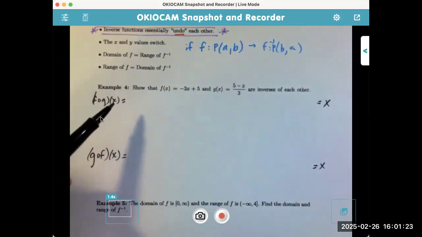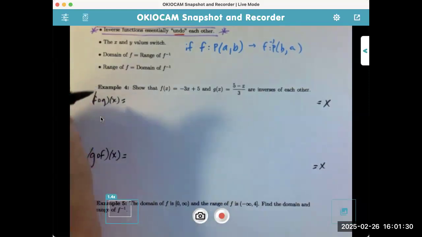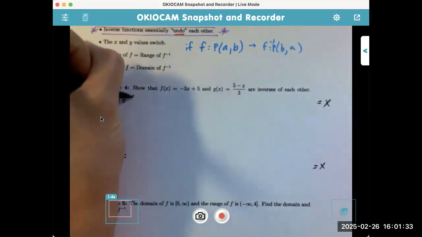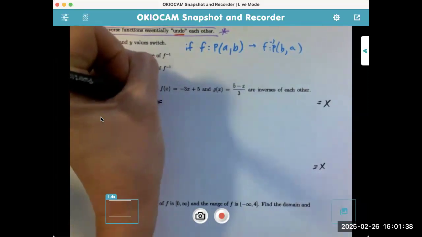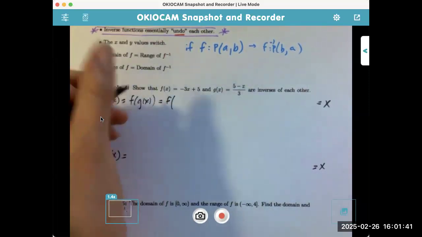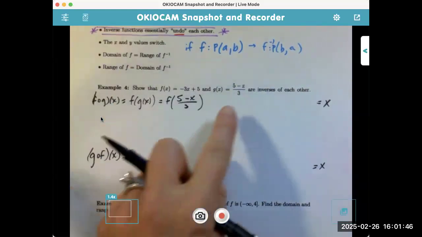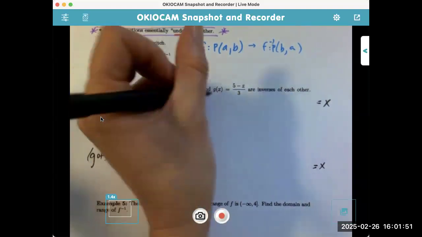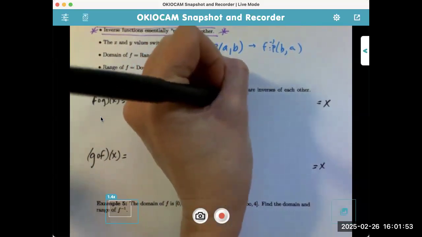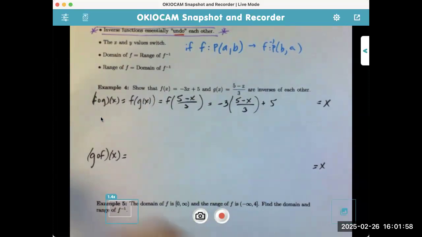So I'll do the first one, and then I want y'all to pause the video, try g of f on your own, and see if things happen. I like to start off with going into our function notation and then just string the substitutions. So f of g of x, well, here's g of x, 5 minus x over 3. Now remember that 5 minus x over 3 goes into x for f. So this is negative 3 times 5 minus x over 3, minus x, and then all plus 5.